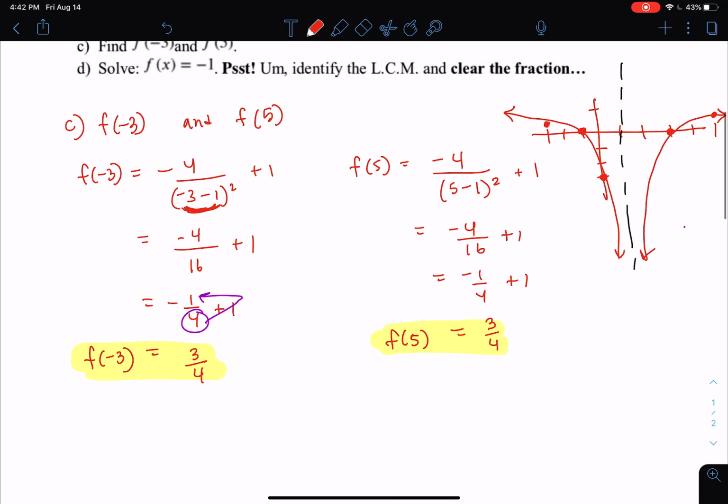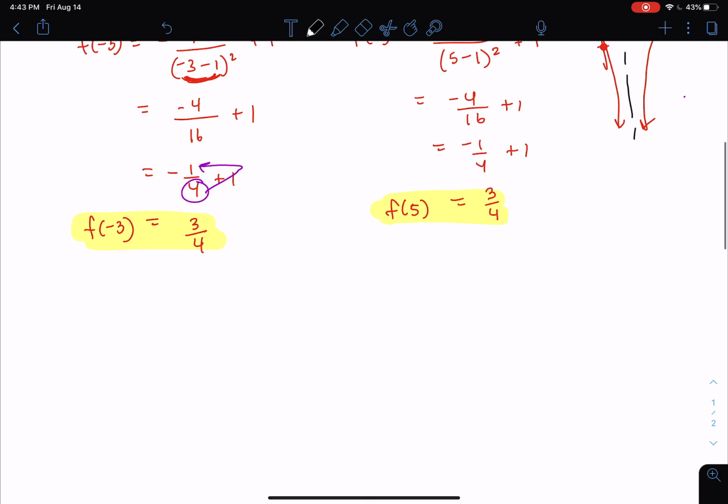Okay. Let's do the last part, which is part D. Do you have to graph for tonight's homework? No, you don't have to graph. I just wanted to expose you to this idea. Okay, so let's do part D.